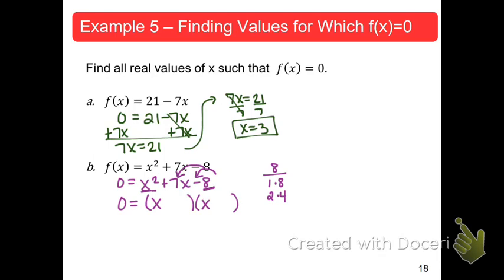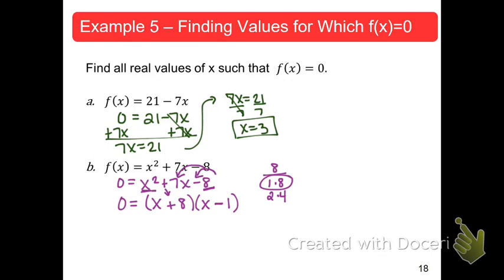Which of those would subtract to be 7? The 1 and 8. So I always put my bigger number first, because I bring down this first sign. And then I know that when I multiply these two last numbers, I need a negative 8. Well, if I have a positive times what, it's going to give me that negative. It's going to be a negative number, so make that a minus.